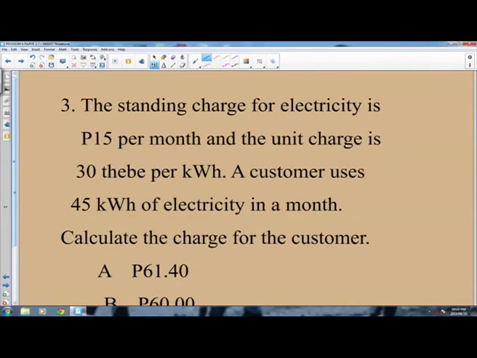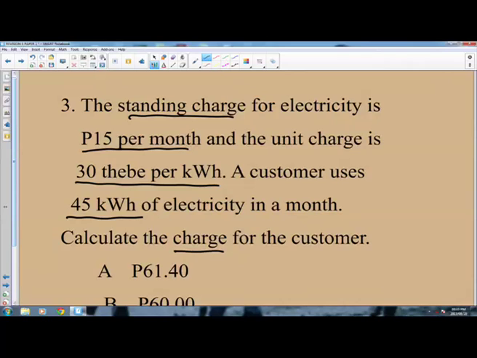Question number 3. The standing charge for electricity is 15 pula per month and the unit charge is 30 tebe per kilowatts. A customer uses 45 kilowatts of electricity in 1 month. Calculate the charge for the customer. So we are told that there is a standing charge of 15 pula per month and the unit charge is 30 tebe per kilowatts. And then it says a customer uses 45 kilowatts of electricity in a month. Then you are expected to calculate the charge.